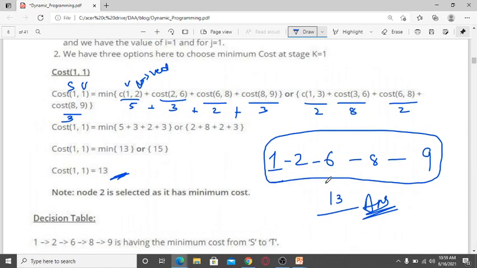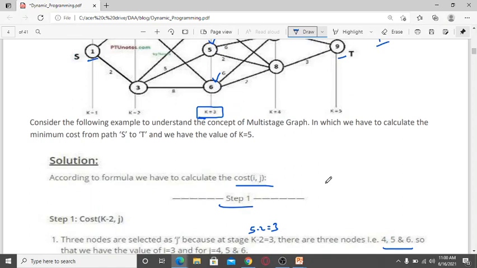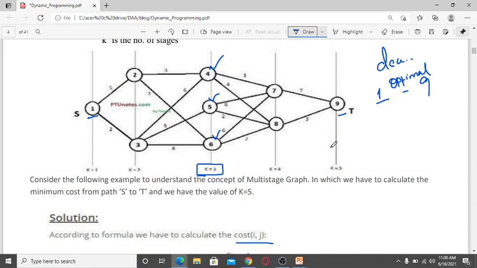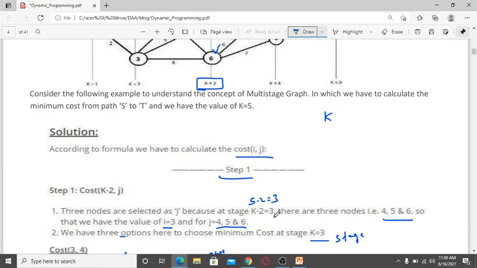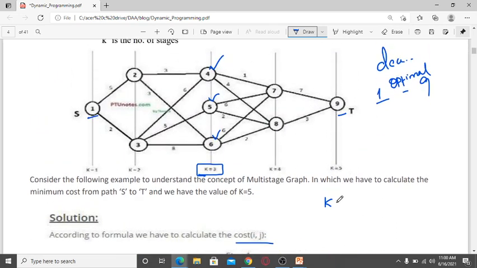Once again I will repeat this from the starting. Here in this graph we have k equals 5, k equals 4, k equals 3, k equals 2, k equals 1. These are the stages. You may be confused about why we started from k minus 1. Don't worry, I will show you. If you do k minus 1, what is the value? 4. This is the fourth stage.